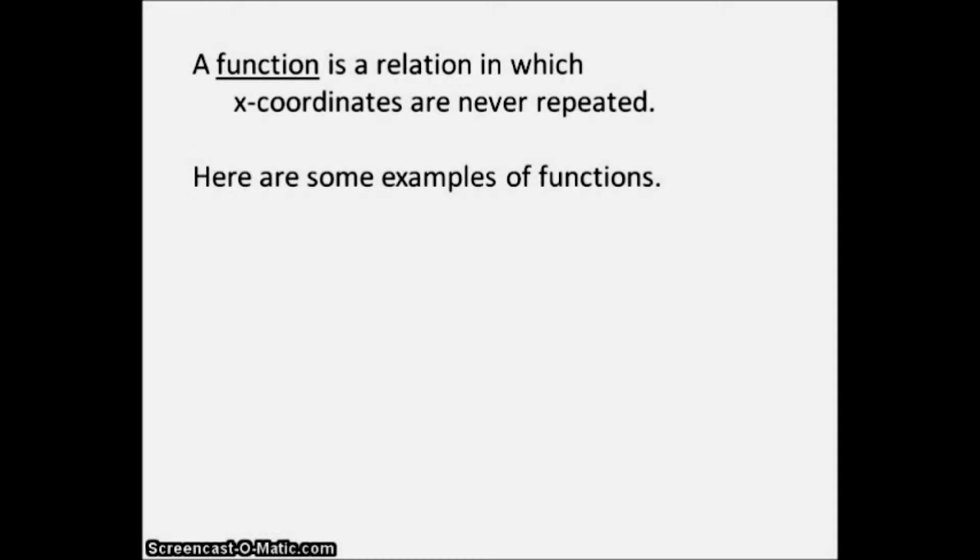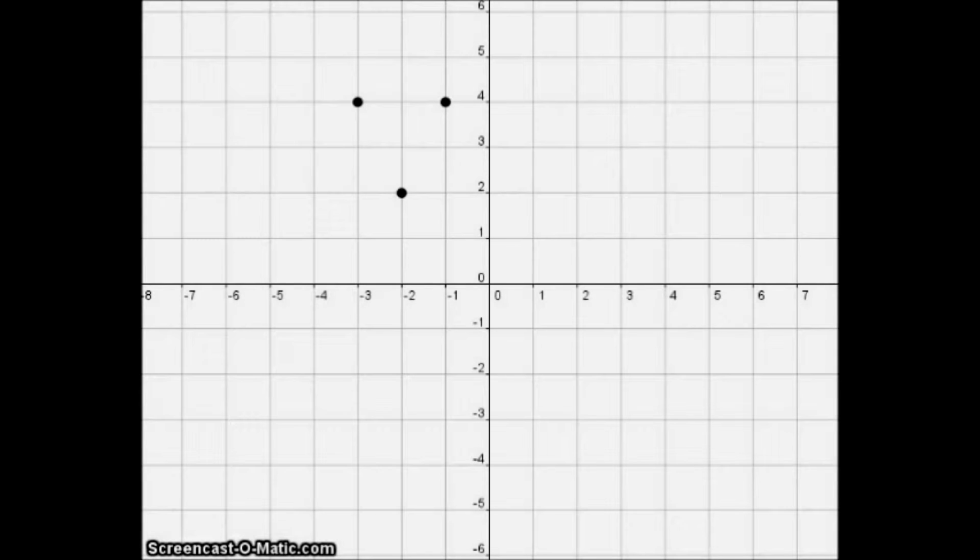Let's take a look at some examples of functions. This is our very first relation. It's also a function because the x-coordinate -3 happens once, the x-coordinate -2 happens once, the x-coordinate -1 happens once. X-coordinates are not repeated in the case of this relation.